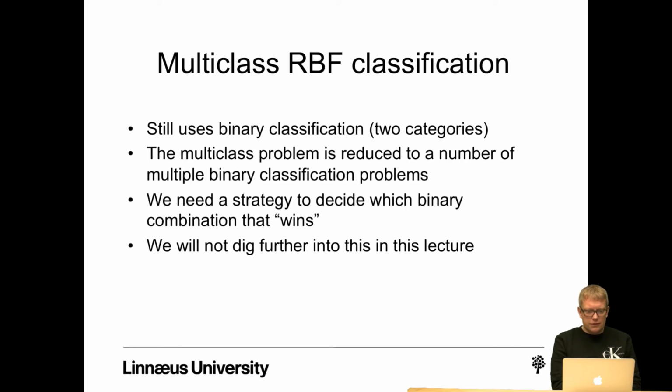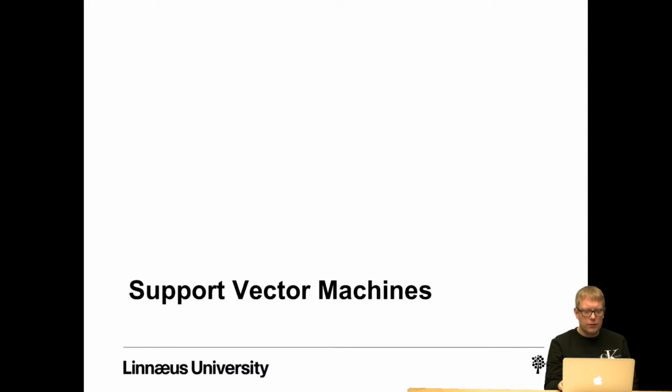The classifier still uses binary classification. We only support having two categories, and the multiclass problem, if we have more than two categories, must then be reduced to a number of multiple binary classification problems, and we then need a strategy to decide which binary combination wins. We will not dig further into this in this lecture. So now we know how the kernel method classifiers work, and we'll move on to support vector machines.